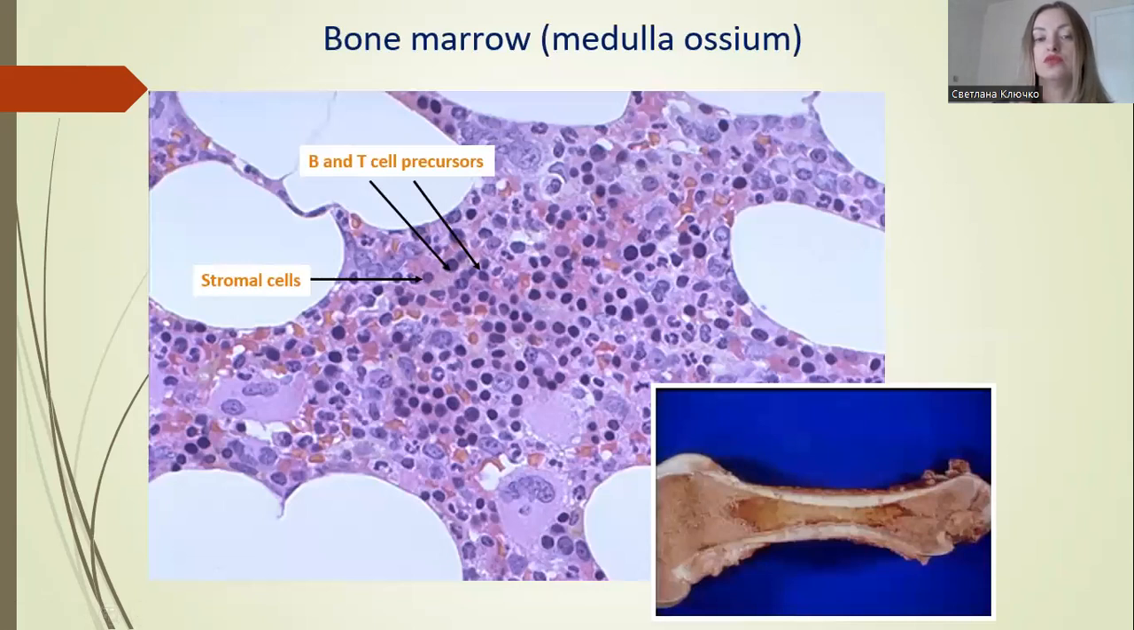Light optical view of bone marrow. We can see bone trabecule with red bone marrow, and you can recognize B and T cell precursors, stromal cell, reticular cell. This is megakaryocyte, precursor for platelets, and fat cells.